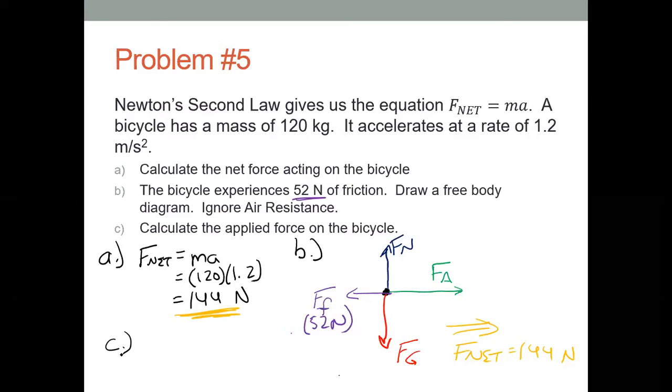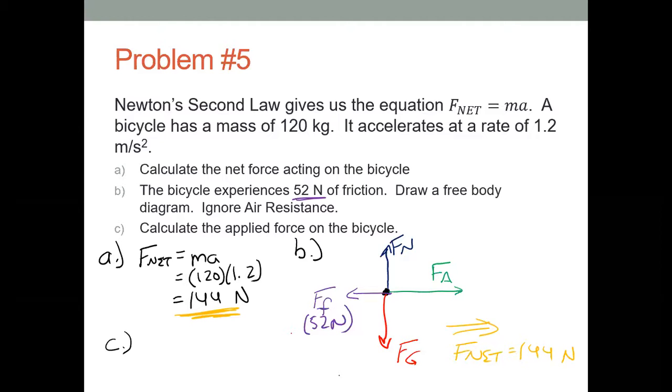Try and figure out what you think the applied force should be for part C. Okay, so Trey, that would be right if I did this, right? If it was 144 here and 52 there, then the net force would be 88. So what we got to do, we got to be careful about when we add and when we subtract.